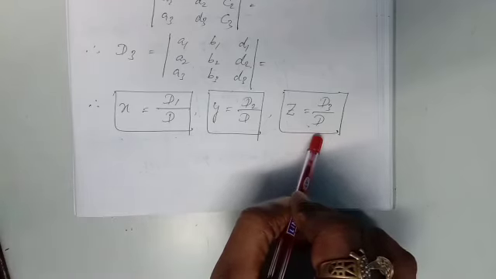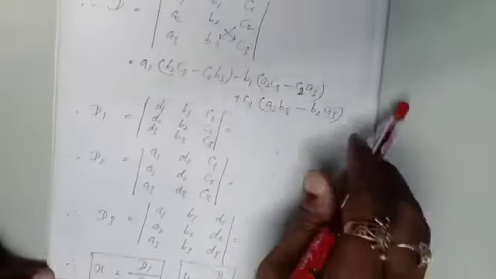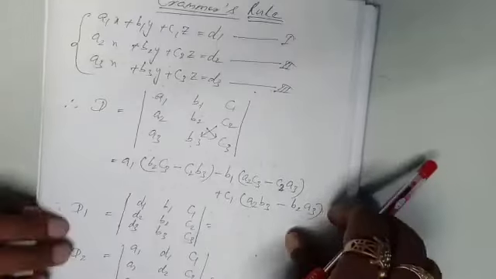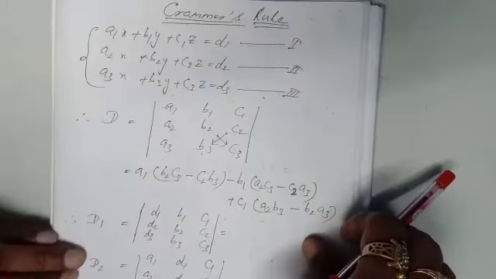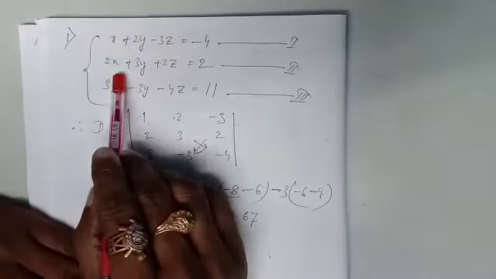That is, three equations are given, and you have to solve for the unknown quantities, that is the variables x, y, z. Okay, let us take one question. Let's see. Question number 1, I have taken from the book.